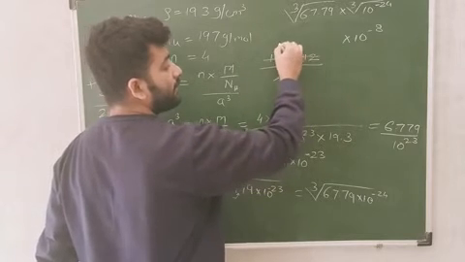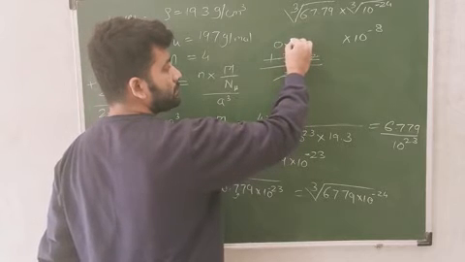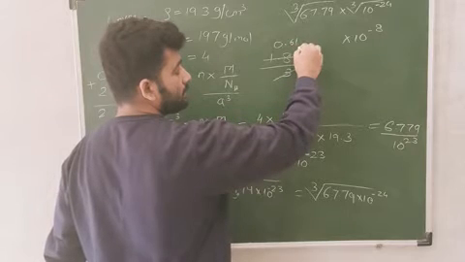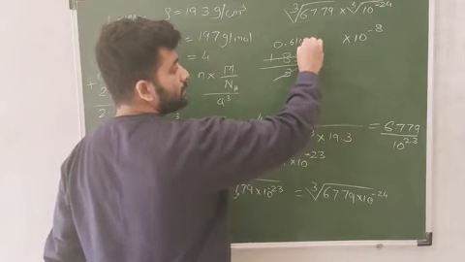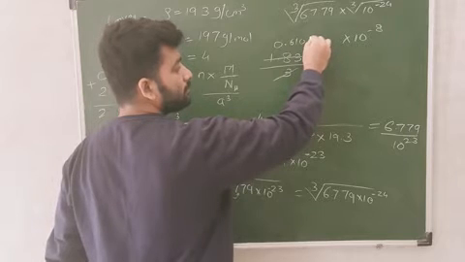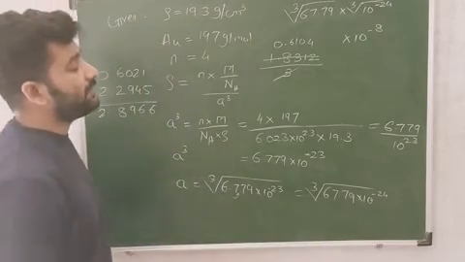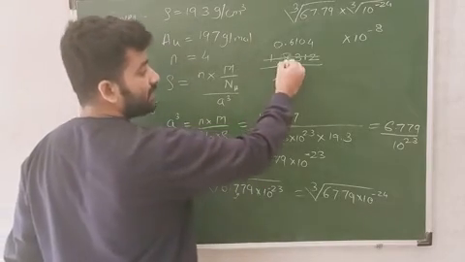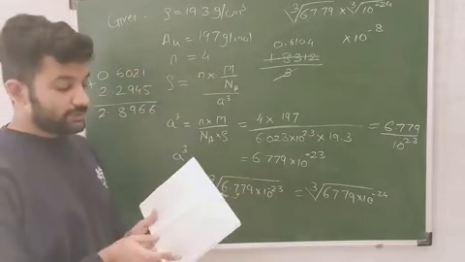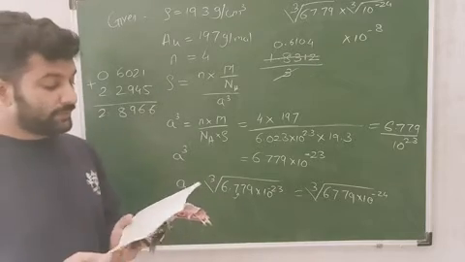On dividing we will get what? 0.6104. So the answer after division is 0.6104. Now what we will do is we will see the anti-log of 0.6104, then we will get the final answer.